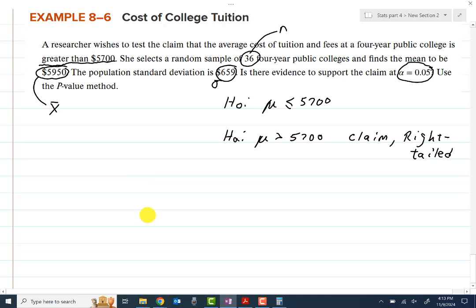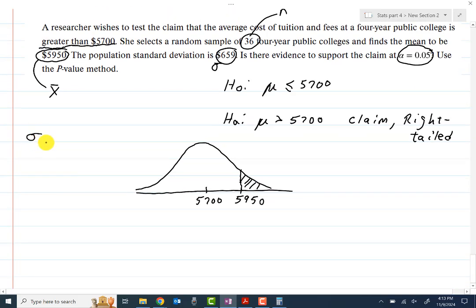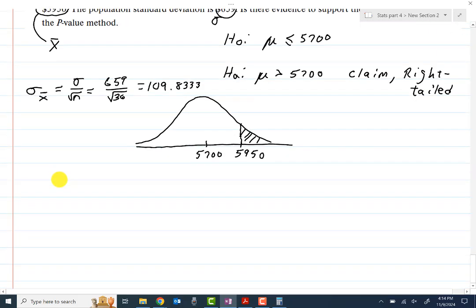Well, let's draw a picture. Here's our 5,700, 5,950. And there's our p-value area. Well, I usually don't remember to do this earlier, so I'll do it right now. This is sigma divided by the square root of n. Sigma is 659 divided by the square root of 36. So I'll take it to 4 decimal places. And now we're ready for our z value.